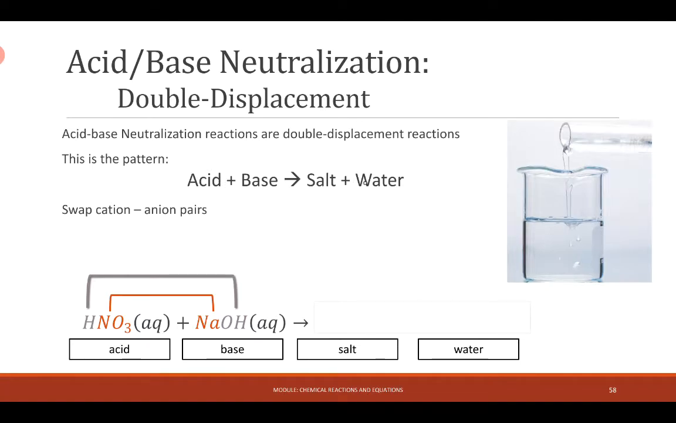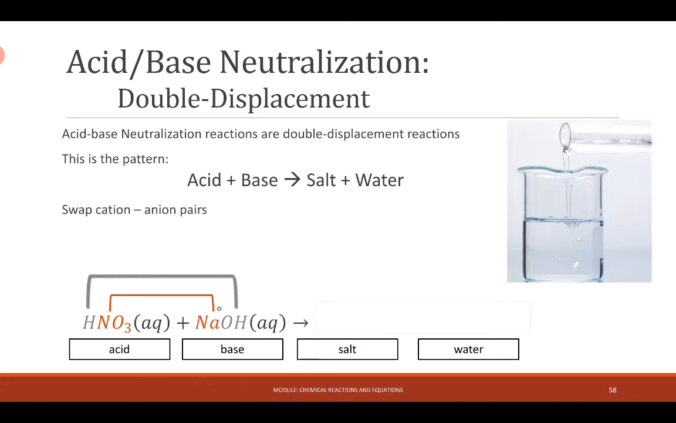This is a good pattern to remember. Acid plus base equals salt and water. This can help you remember what you're trying to make. And so you do need to swap your cation and anion pairs. So if we look at this example here, we have nitric acid and sodium hydroxide.